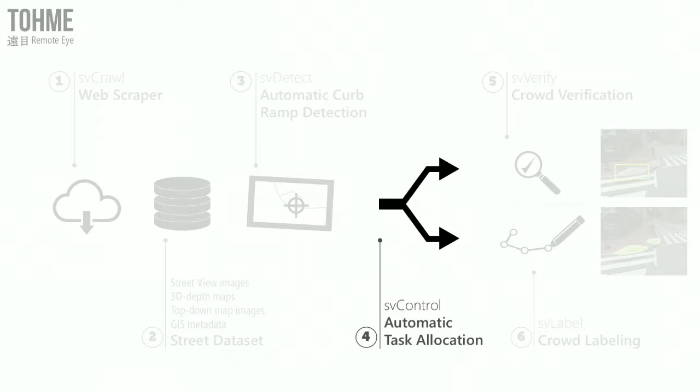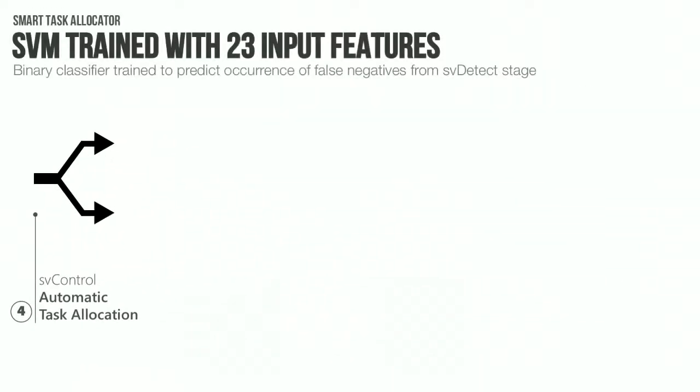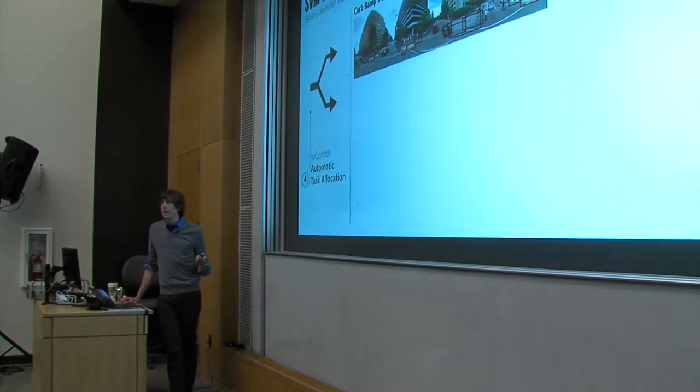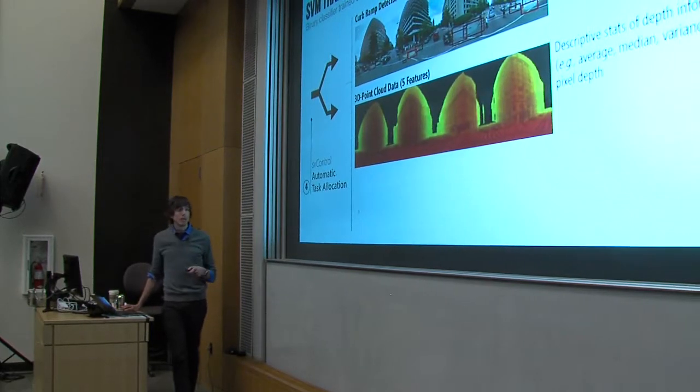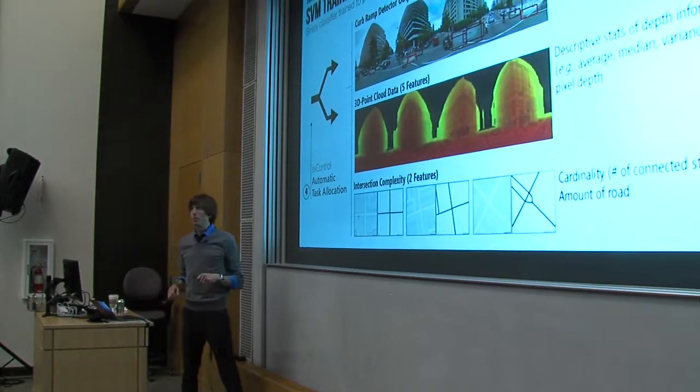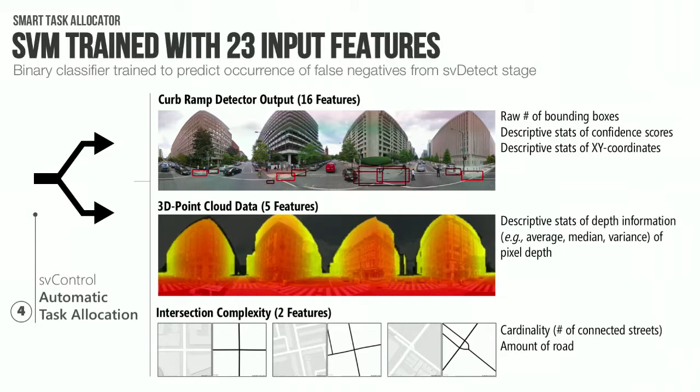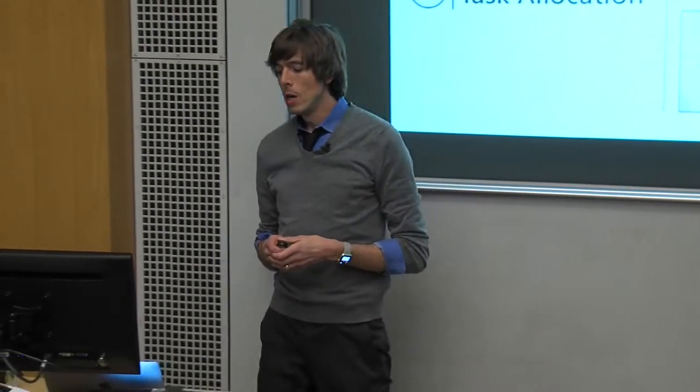And this is also an SVM-based system. And it has a 23-dimensional input feature that includes things like the descriptive stats of the bounding boxes from the DPM, as well as 3D point cloud data and the intersection complexity. And both of these things are proxies, basically, for intersection complexity. So if it turns out there's a lot of variance in the depth of a street scene, it's higher error with our computer vision algorithm.